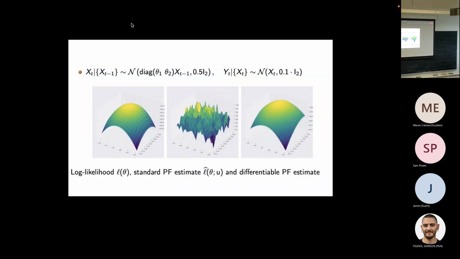And so if you look at the particle filter with this ensemble transform, this is the curve on the right, and it's nice and smooth, so it kind of works, which is nice. It's not exactly the same, but it's very close, and it has roughly the same optimum.